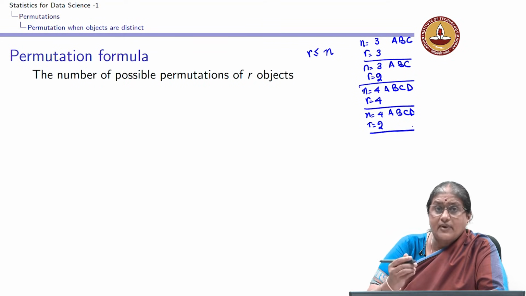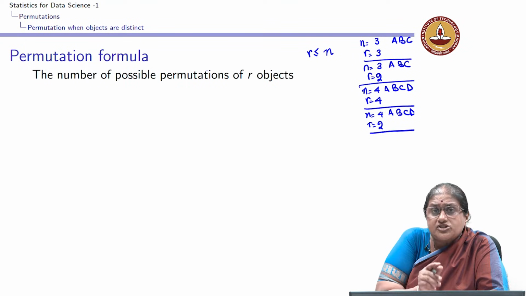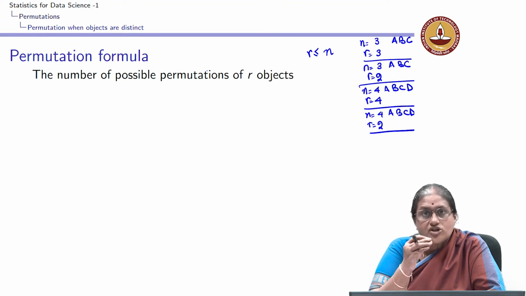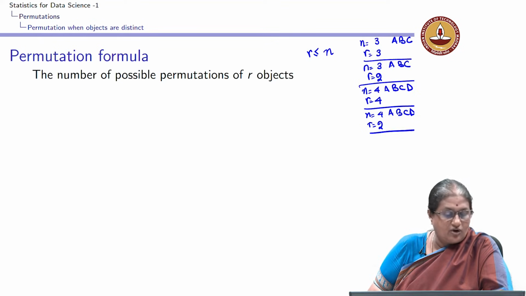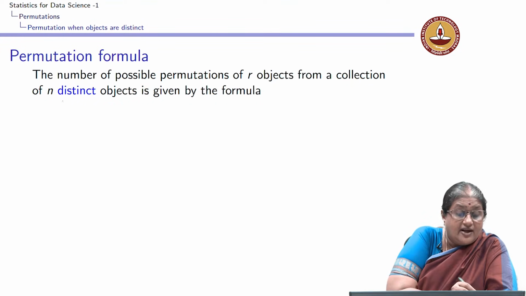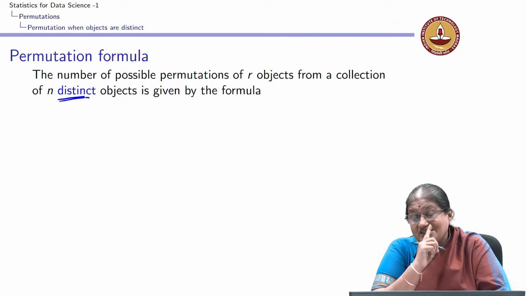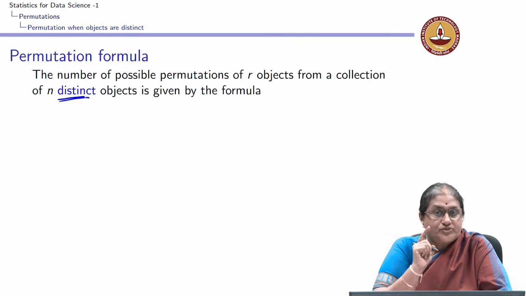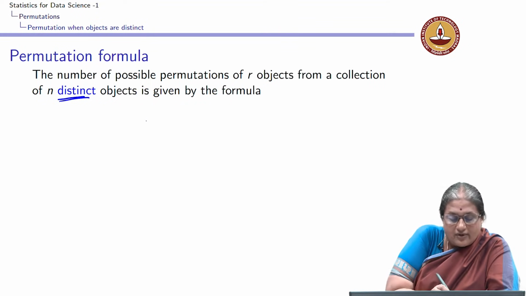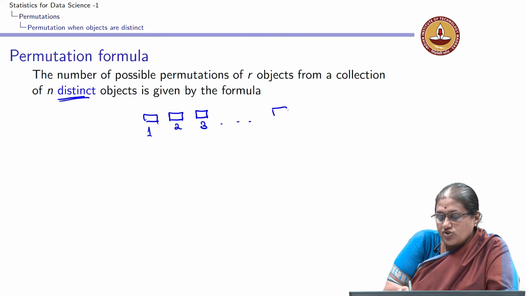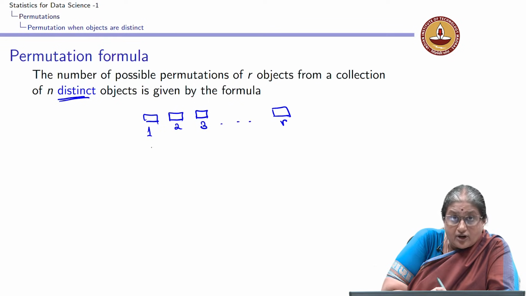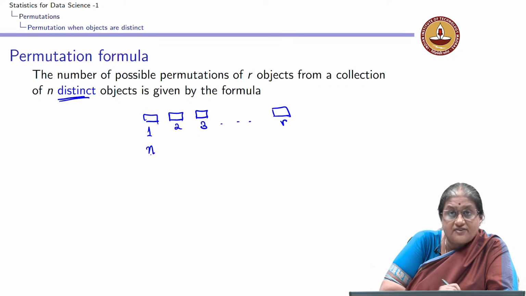So, the question I am asking now is, how many possible permutations? These arrangements are also referred to as permutations. So, the question we are asking is, how many possible permutations are there of R objects from a collection of n distinct objects? It is very important for us to understand that we have distinct objects. It is given by the formula. So, now let us put in R blocks: 1, 2, 3. This is my first block, this is my second block, this is my third block. I can go so forth to R blocks. The number of ways I can fill in this first block is n ways.